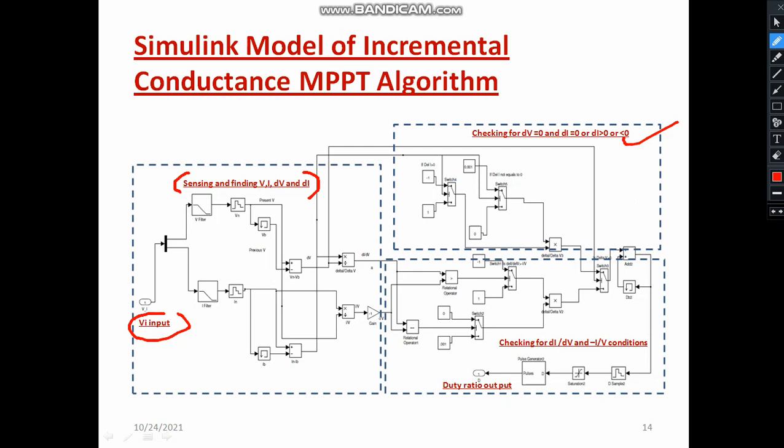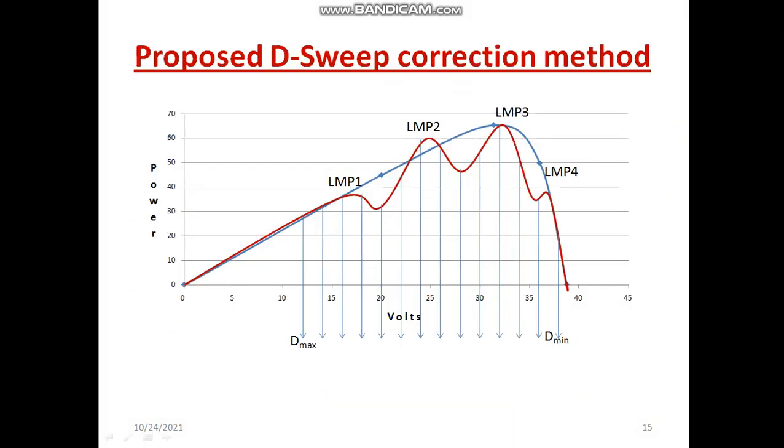After checking the instantaneous conductance and the incremental conductance value, if the incremental conductance is equal to the negative of the instantaneous conductance, we are able to get the duty cycle corresponding to maximum power. So that is the selection of the duty cycle of the power switch. This is what is called the incremental conductance algorithm.